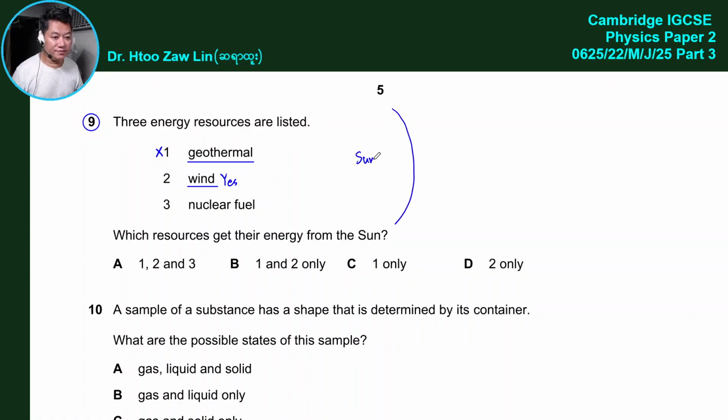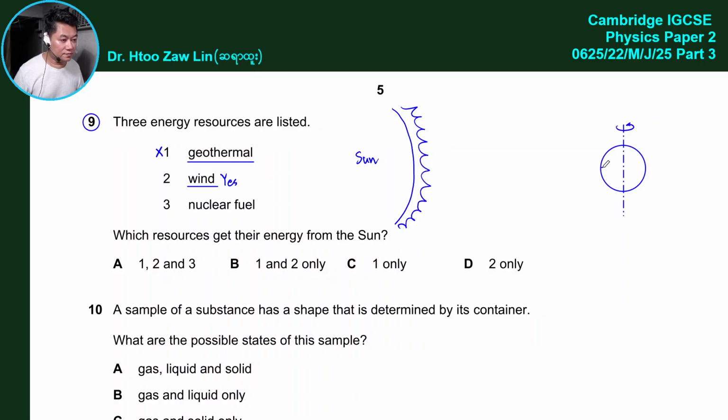This is our sun. Sun radiates energy through the space in all directions. Our earth gets most of the energy from the sun. This is our earth. Earth is rotating about this rotational axis. Okay.